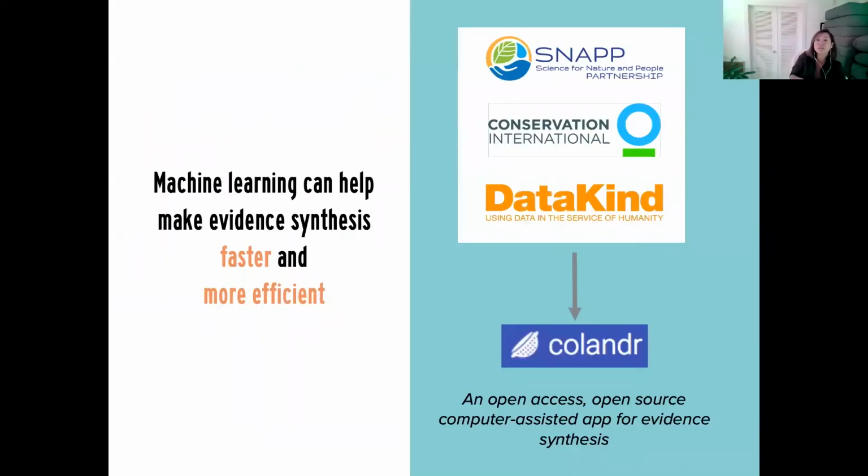So one of the primary efforts of our group, the Science for Nature and People Partnership Working Group on Evidence-Based Conservation, was to figure out how we improve this process. And so we worked with Conservation International, which is another environmental nonprofit, and a data science nonprofit called DataKind, to develop a tool that harnesses machine learning and natural language processing to make this process faster and more efficient. So in July of 2017, we launched Colandr, which is an open access, open source, computer-assisted application for evidence synthesis.